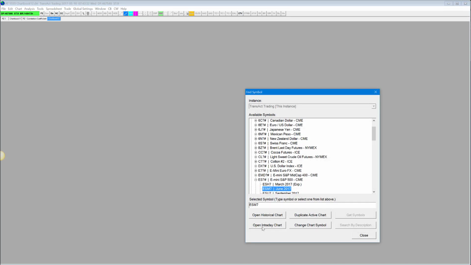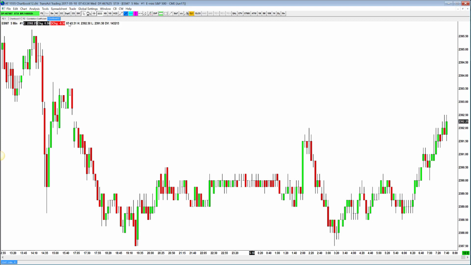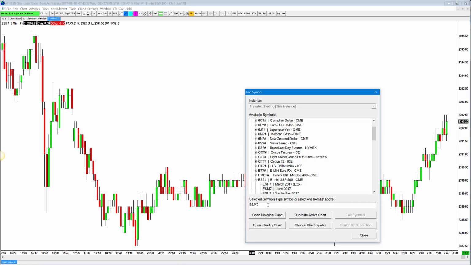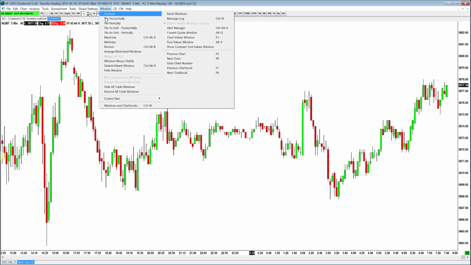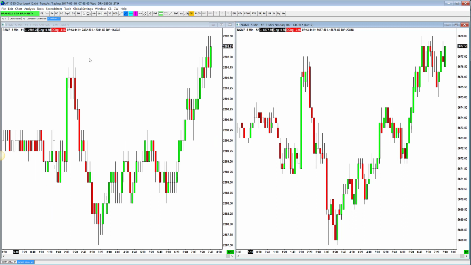So here's how we can apply that to the charting. First thing I'm going to do is open up an E-mini S&P chart, and then open up an E-mini NASDAQ chart here. We're going to look for the correlation between these two products. I have these two charts open, and I'm going to tile them on the screen just so we can both see them next to each other. So we've got the S&P here, the NASDAQ here.